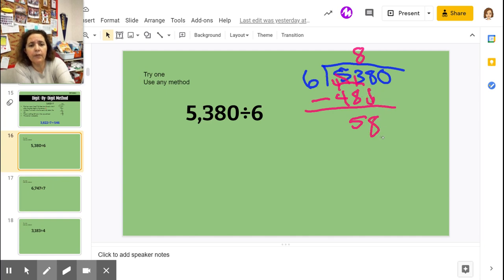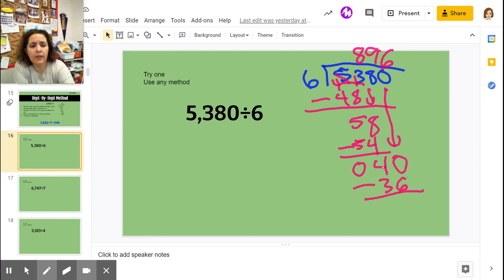6 goes into 58 how many times? So let's see. 6 times 8 was 48. 6 times 9 was 54. So it's got to be 9. It goes right above that because that's the last place I divided into. Minus my 54. 8 take away 4 is 4. 5 take away 5 is 0. Then I'm not done because see, I do have a 0 here. So I got to bring that down. That makes it 40. 6 goes into 40 how many times? 6 times. 6 times 6 is 36 minus 36.